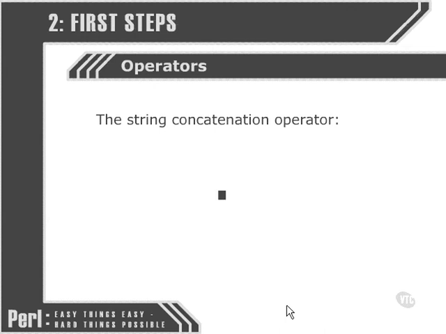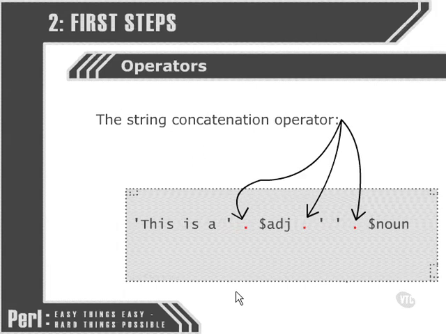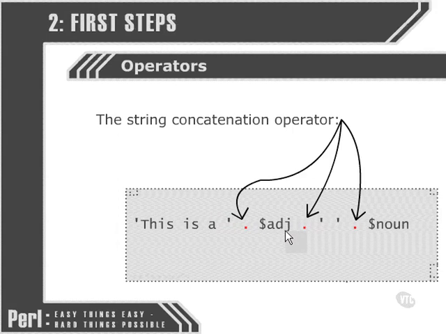Now this is exactly like the full stop, and what it does is it runs 2 strings together. We can also use it to run a literal string or a variable or whatever we like. So in this case we're actually running 4 things together. We're running a literal string that says this is a, then we're running a variable here, then we're putting in just a space, and then we're putting in another variable.